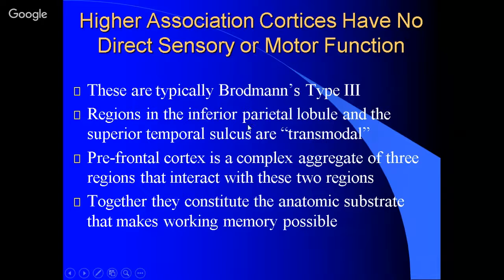All of the higher association areas are type 3. On the perception side, it's going to be in the inferior parietal lobule and the superior temporal sulcus. These are your two areas which are transmodal. That is, they are not interested in the modality. They're interested in concept. And the prefrontal cortex, very complicated, is going to take all of this information, bring it together, and then decide how to act. And together, this transmodal area and the prefrontal cortex, especially the dorsolateral portion of prefrontal cortex, are the anatomy of what the psychologists call working memory.